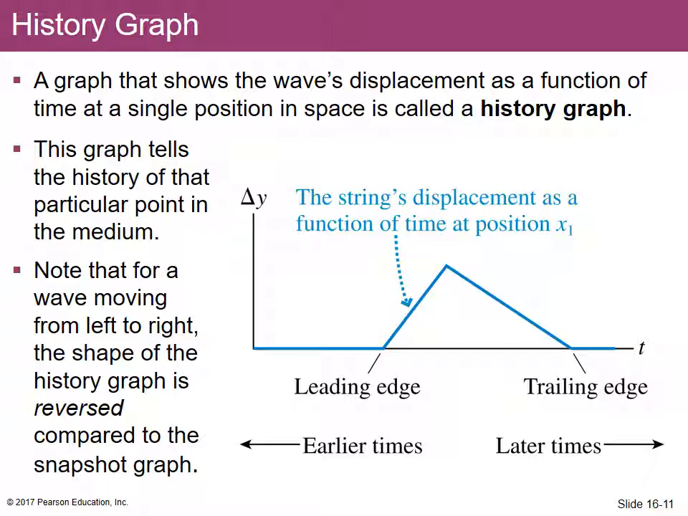Think of a single position on the string. At some time t1, the edge of the wave reaches the position. In this case, the string begins to move upwards. It moves upwards quickly, and at a later time t2, the string has reached its maximum displacement. From t2 to t3, the string slowly returns to the original position.